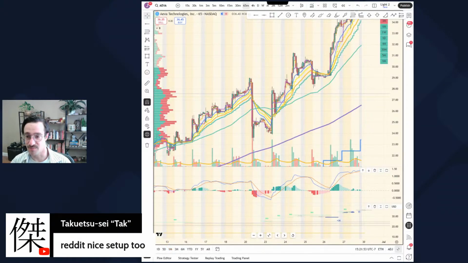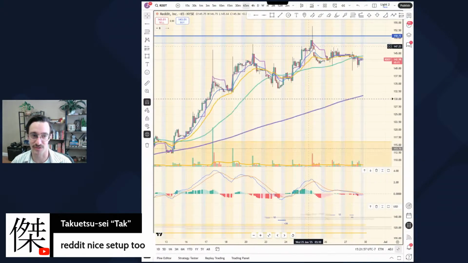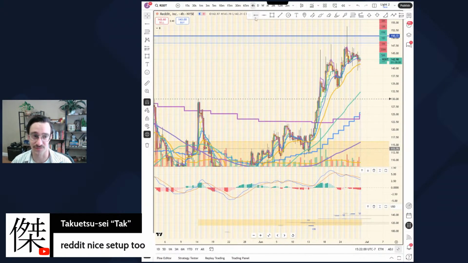Talks is watching Reddit. Absolutely. I don't like UNH as much, but I have to respect the move it did today. 2% on a very low beta name that's been basing for a couple weeks. Very significant. Reddit.